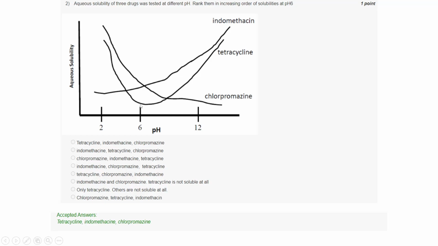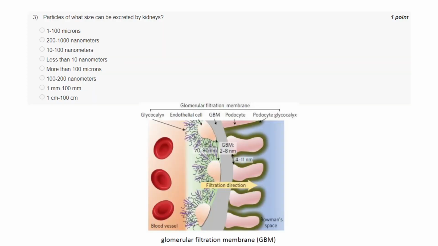So whatever solubility you see lowest at pH 6, definitely this is the lowest. So your tetracycline will have the lowest solubility at pH 6. Next graph, if you see at this particular point, is indomethacin. And further, if you go higher than this, then it is chlorpromazine. So if you rank the solubilities at pH 6, tetracycline will have the least solubility, then indomethacin a little higher than tetracycline, and the last drug, chlorpromazine, has the highest solubility at pH 6. Okay, ma'am, thank you. It's just a question where you look at the graph. No calculations involved. Okay, thank you, ma'am. Yeah, welcome.